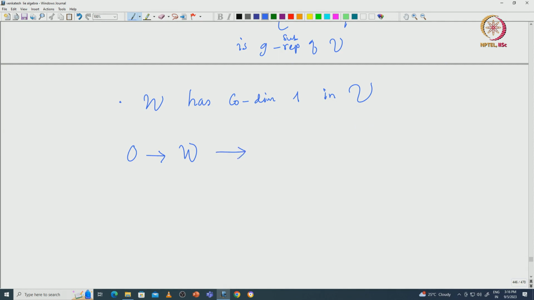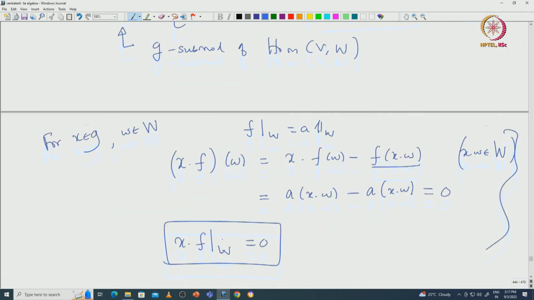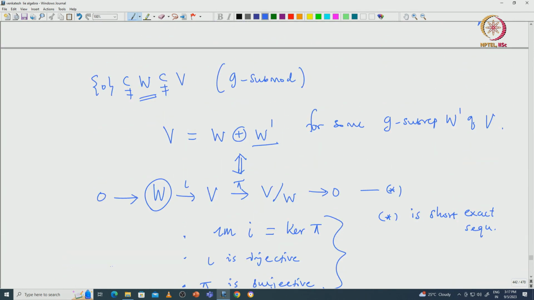So, we have 0, then W injected inside V, then onto V modulo W, which is a one dimensional representation, the quotient representation. We denote it by C, because any semisimple Lie algebra acts trivially on any one dimensional representation. So, we got this new exact sequence in which W has codimension 1 inside V, which is very similar to the one that we started with, but somehow we could modify V and W so that W becomes codimension 1 inside V.